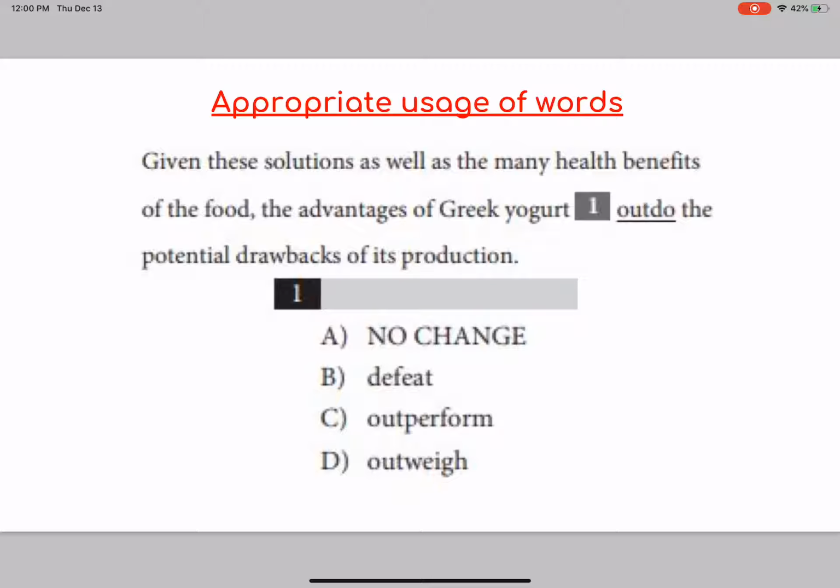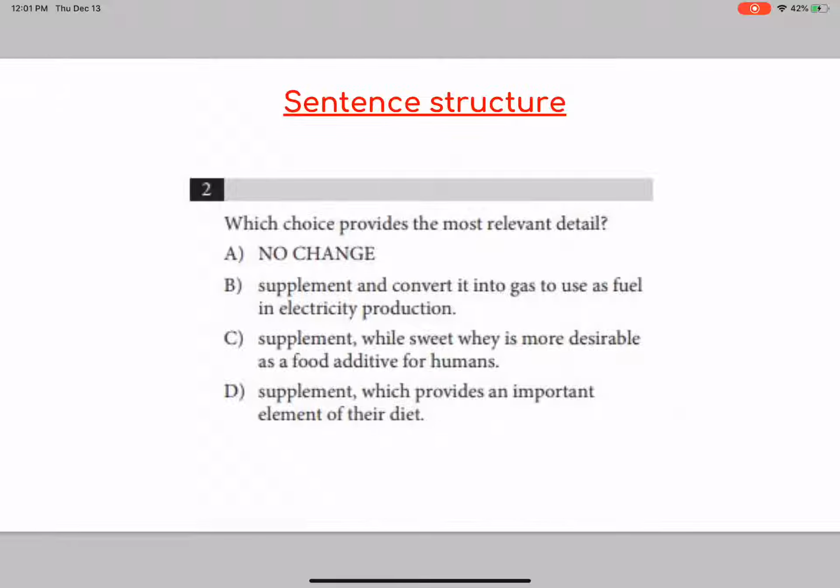So this is an example of an appropriate usage of words question. If we read it: given these solutions as well as the many health benefits of the food, the advantages of Greek yogurt outdo the potential drawbacks of its production. And then the answer choices are just defeat, outperform, outweigh. So they're just testing you which word works best here. Do you know how to use words? Do you know what word works best in the sentence? Should you use the word outdo? Should you use defeat? Should you use outperform? Or should you use outweigh? That's an example of an appropriate usage of words question.